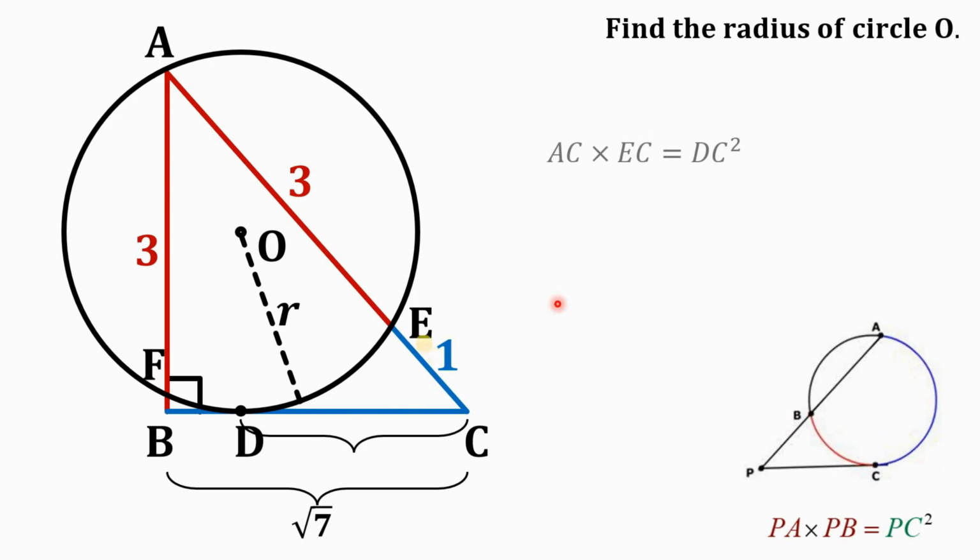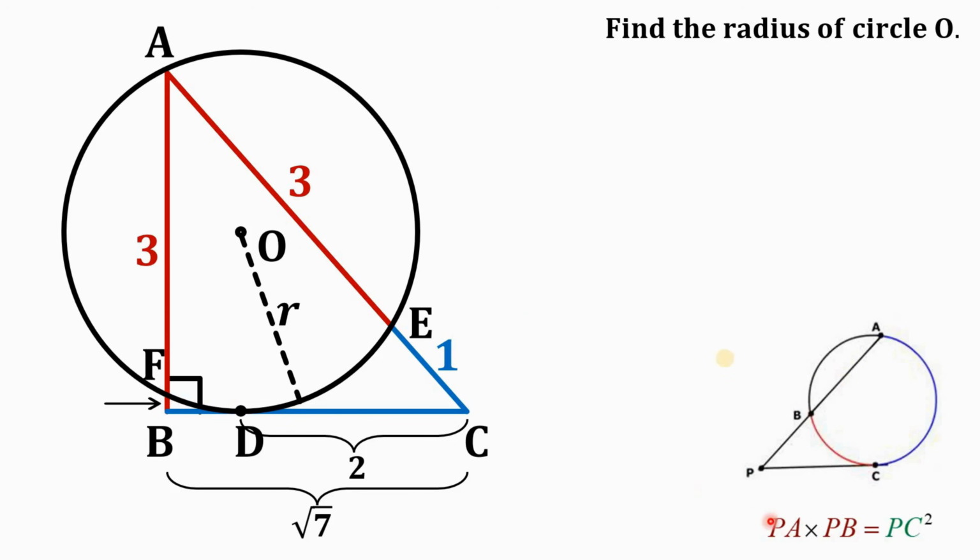So we have AC multiplied by EC equals the length of DC squared. We know AC is 4, EC is 1, so we have 4 times 1 equals DC squared. Get the value of DC, and sure enough, the length of DC is equal to 2 units. From here, we also need the length of this segment FB.